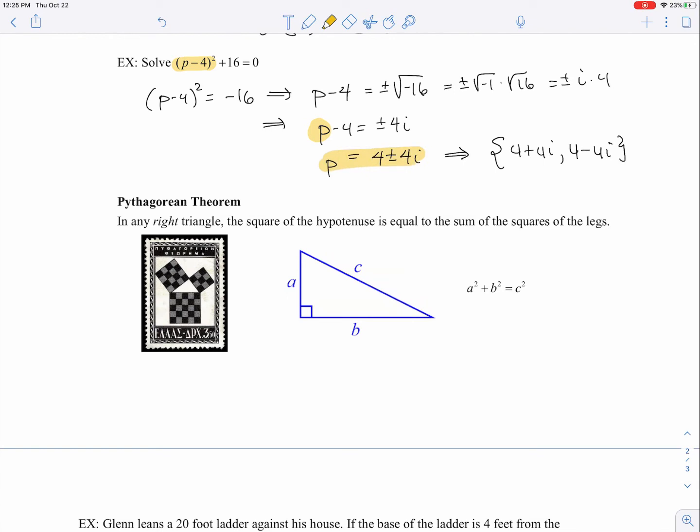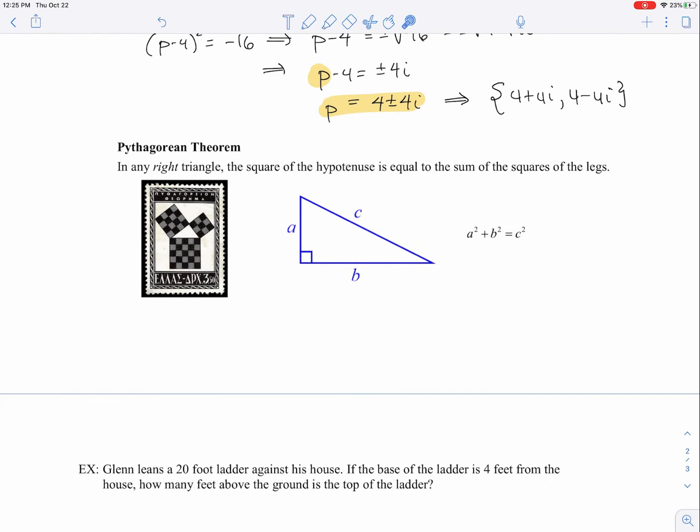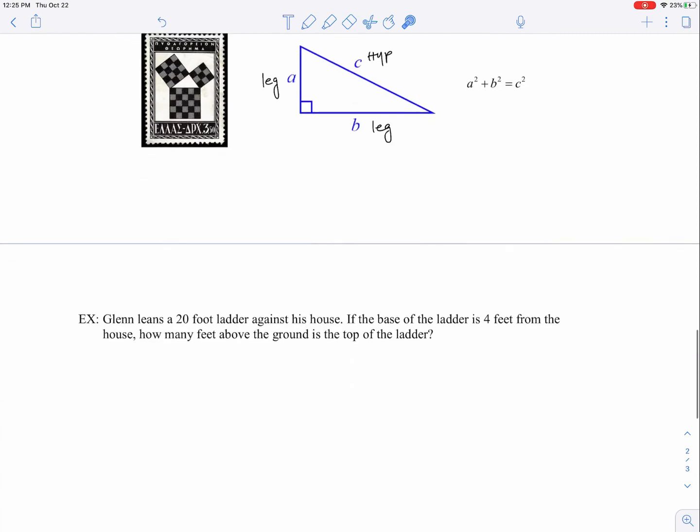And then we talk about Pythagorean theorem here briefly. Pythagorean theorem says in any right triangle, that's a triangle that has 90 degrees in one of its corners, that's indicated by this little square, the square of the hypotenuse, that's the longest side, which is opposite the right angle, this is the hypotenuse, and this is a leg, and this is a leg, is equal to the sum of the squares of its legs. So a squared plus b squared is equal to c squared. That's the statement of Pythagorean theorem. Okay.